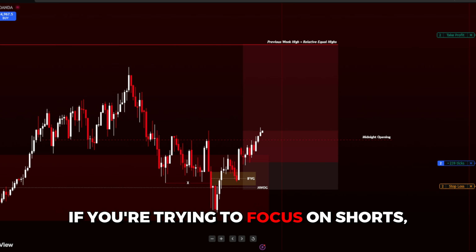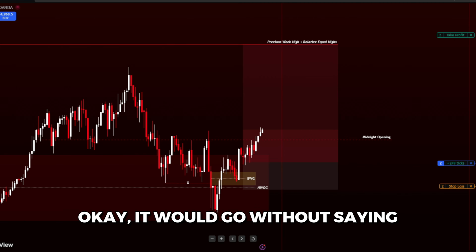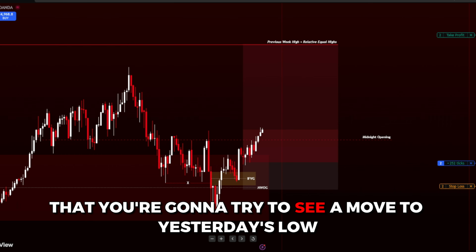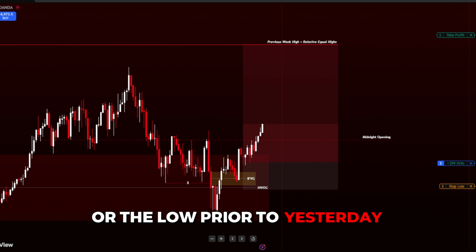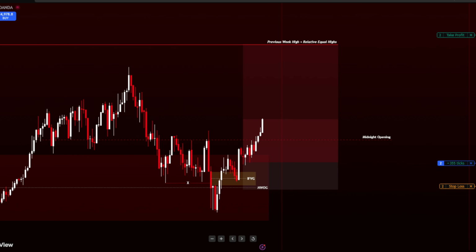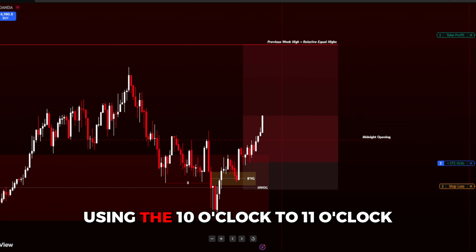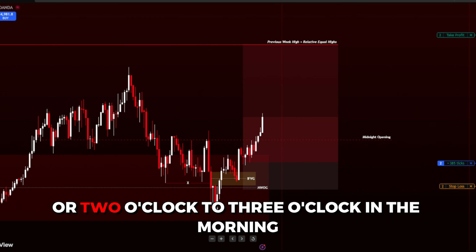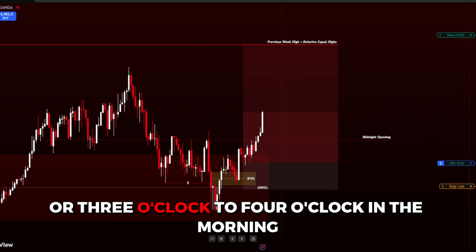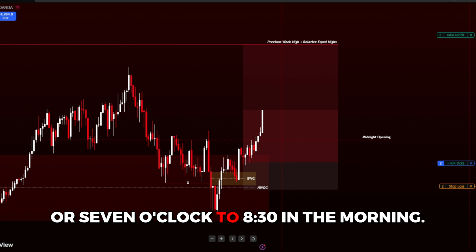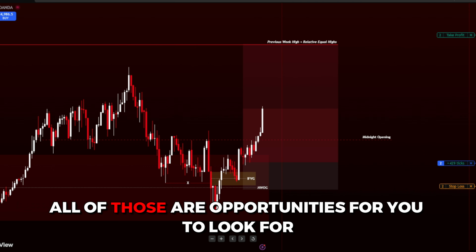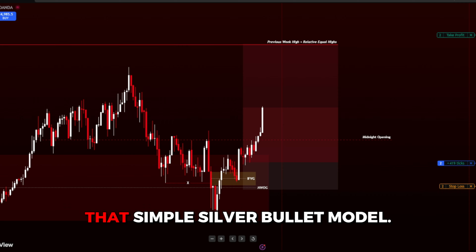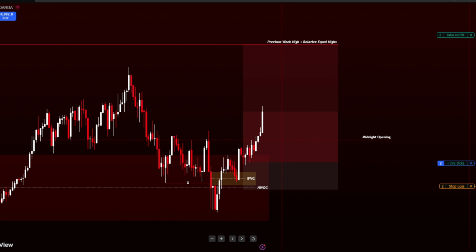If you're trying to focus on shorts, okay, it would go without saying that you're going to try to see a move to yesterday's low, or the low prior to yesterday, or the low 3 days ago. And using the 10 o'clock to 11 o'clock, or the 2 o'clock to 3 o'clock, or 3 o'clock to 4 o'clock, or 2 o'clock to 3 o'clock in the morning, or 3 o'clock to 4 o'clock in the morning, or 7 o'clock to 8:30 in the morning. All of those are opportunities for you to look for that simple silver bullet model.